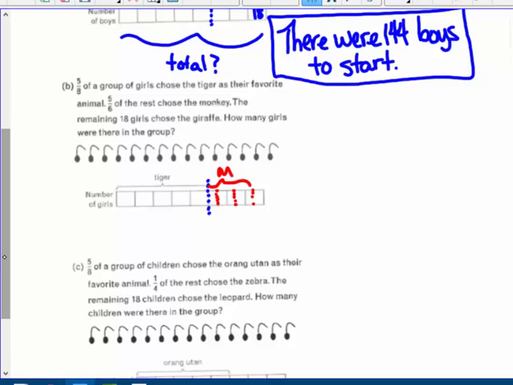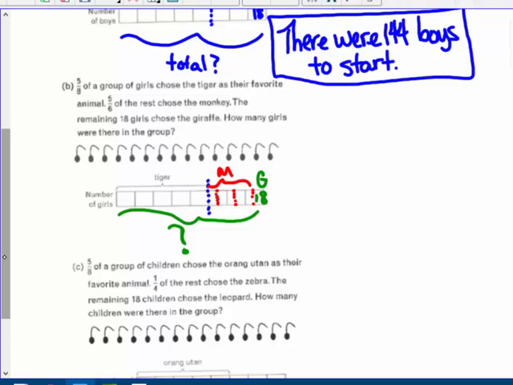The remaining 18 girls chose the giraffe. So only this little part right here, this 18, is the giraffe. How many girls were there in the group? So again, the question is, how many was the total? So question mark. Half of a bar is 18 this time, right? One little teeny tiny unit, or half of one, is 18.